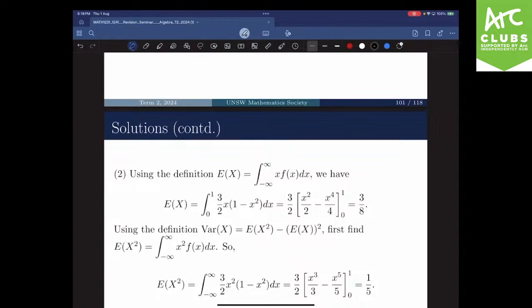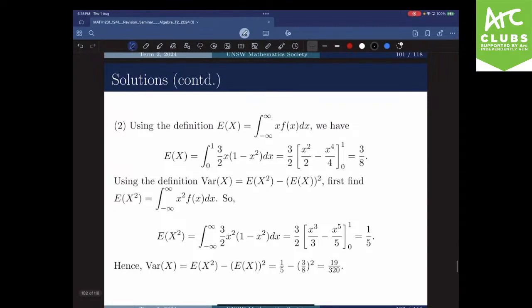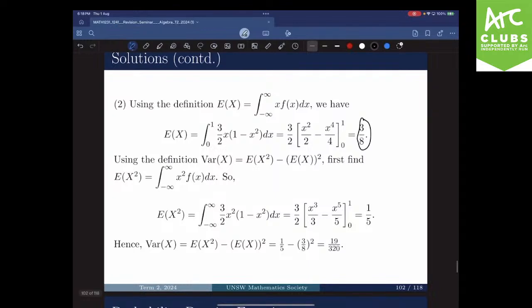And then remembering the definition we had before for the variance, right? The expected value of x squared minus the expected value of x, squared. Remembering that, the expected value of x squared is just x squared times the probability density function integrated, and then E[x] is the result we had from before, 3 over 8, right? And then I just square that result, and I subtract these two, and then we find that the variance is equal to 19 on 320.